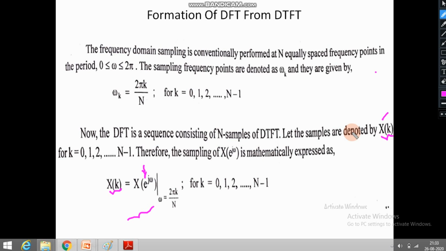The discrete time signals are converted to discrete frequency domain periodic signals by the DFT. Thus we can simply say the DFT is the samples, or the discrete form, of the DTFT, where the sampling is done at a rate of 2π/N, and the sampling frequency points are given by 2π/N into k.